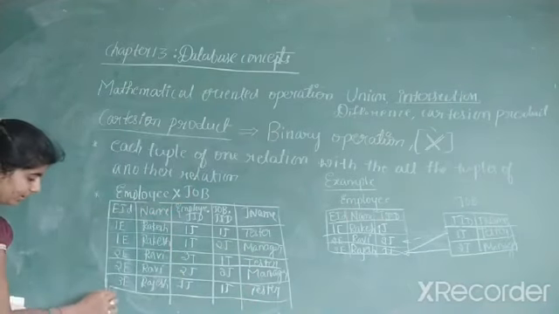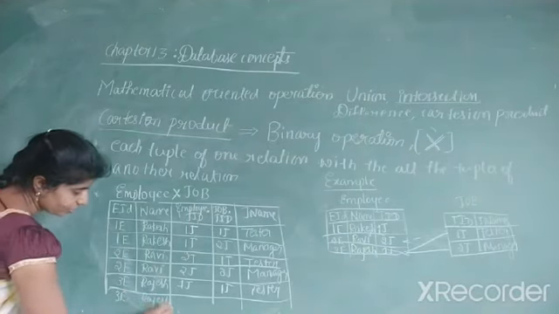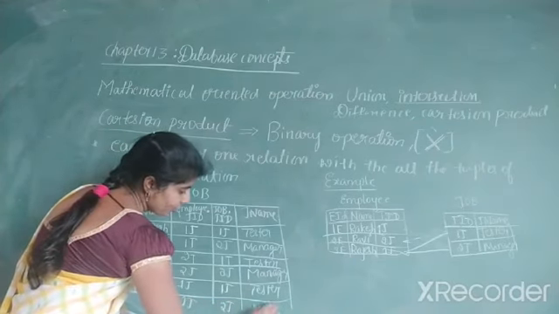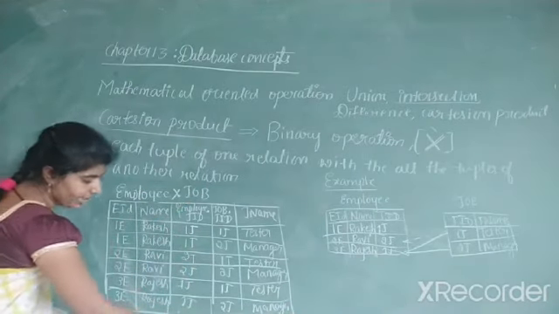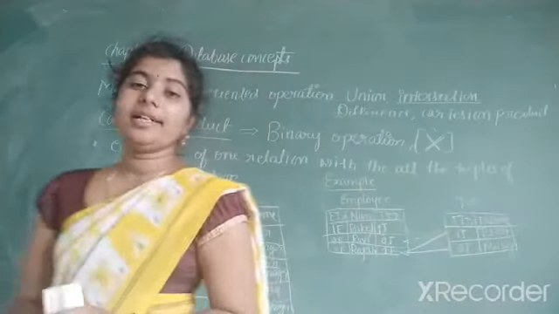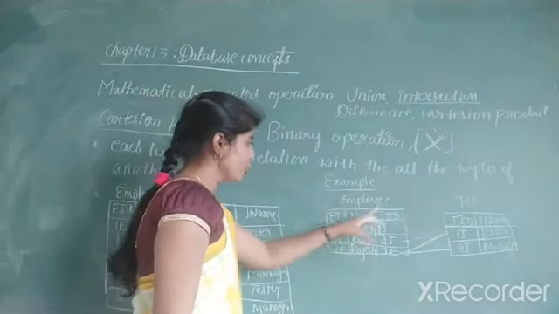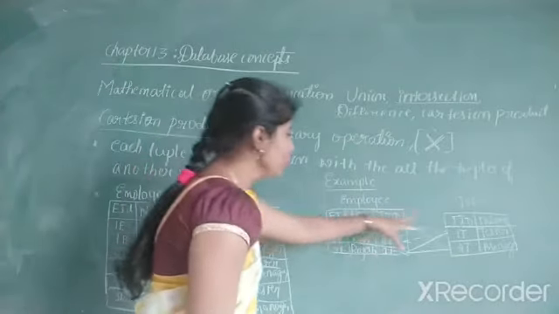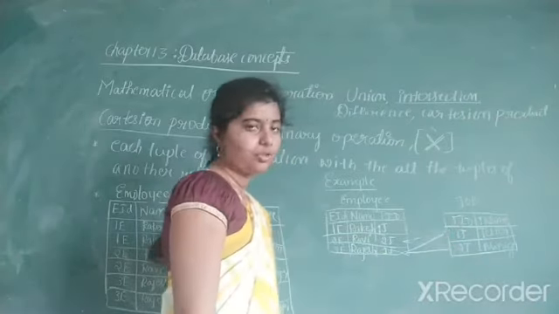And the last tuple, that is again 3E. The name of the employee is Rajesh, and the ID is 1J, and the ID is 2J, and this post is manager. So you can observe here, by using this, we can tell that the Cartesian product is combining each tuple of one relation with all the tuples of another relation. So each tuple of one relation is combined with all the tuples of another relation.